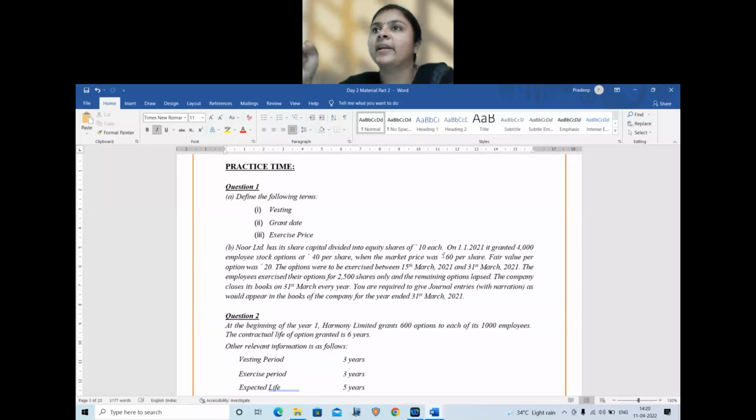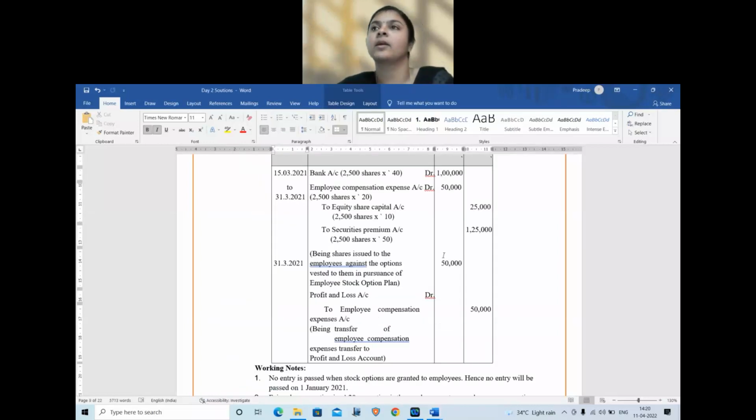Second entry, bank entry. Bank account debit 1 lakh, which is 2,500 into 40. Employee stock compensation expenses or ESOP expenses account debit 50,000, which is 2,500 shares into 50. To equity share capital 25,000, 2,500 into 10. To securities premium 1 lakh 25,000. Narration is mandatory. Wherever you have journal entries, do not skip out on narrations.